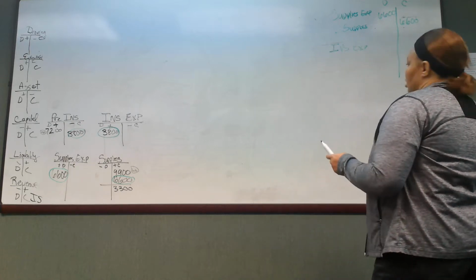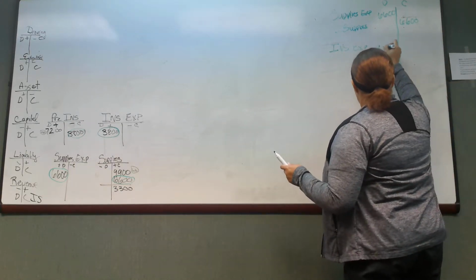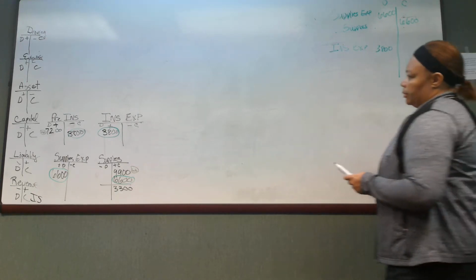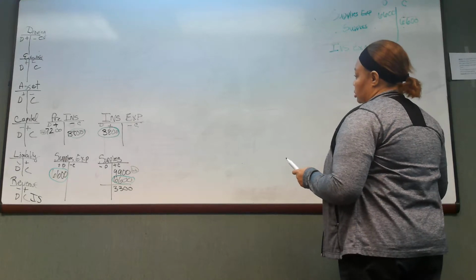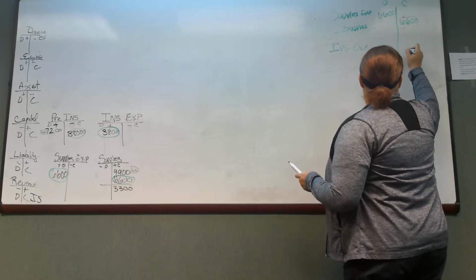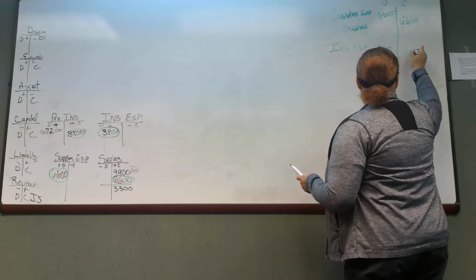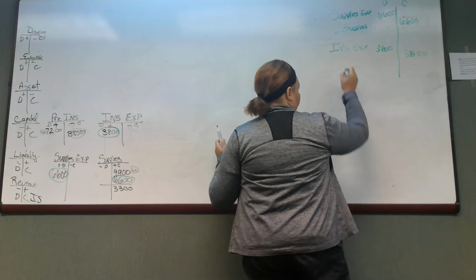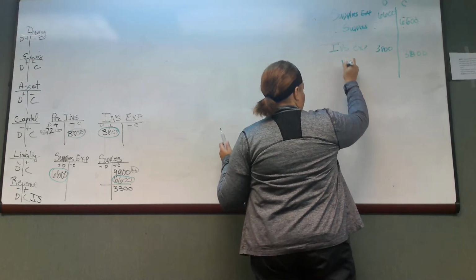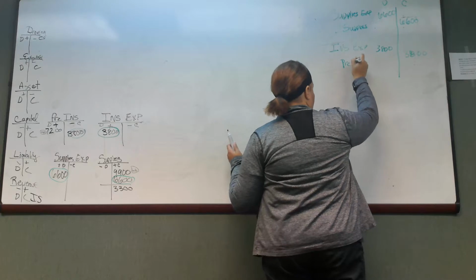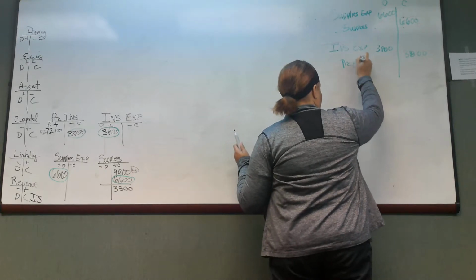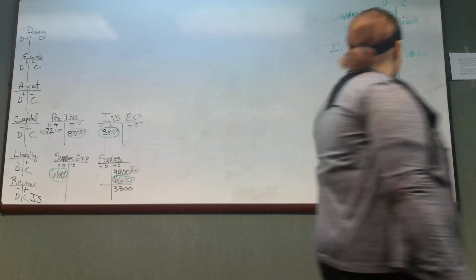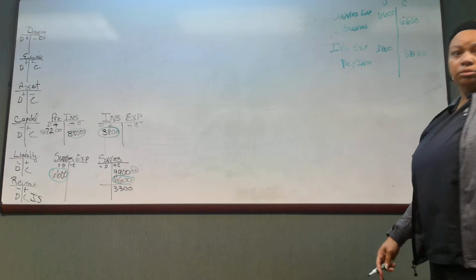All right. Okay. And then what's our credit? Prepaid insurance. All right. So that is our journal entry for B. Now let's go to C. Perfect.